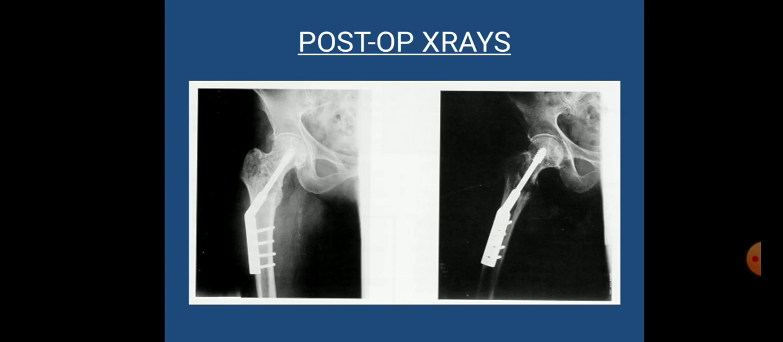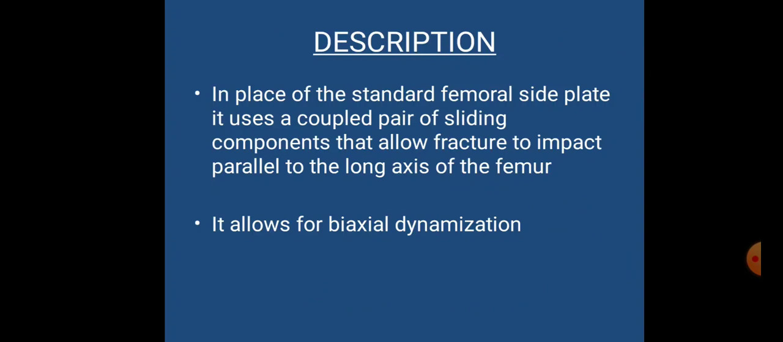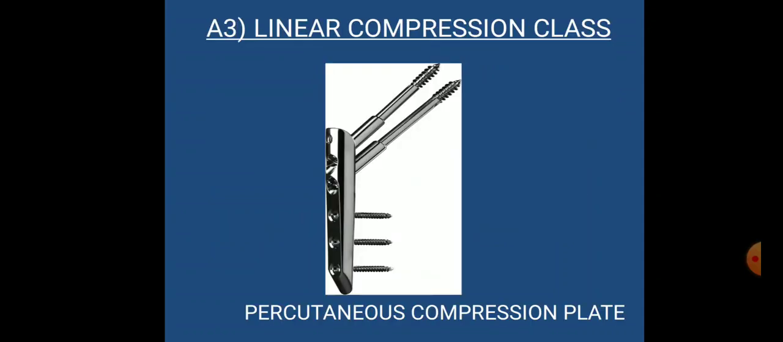This is the post-op X-ray. You can see the lag screw and the other screws, the cortical screws, that are applied here. This is the Medoff plate, where two screws are put parallel to each other. In place of a standard femoral side plate, it uses a coupled pair of sliding components that allows the fracture to impact parallel to the long axis of the femur. The importance of the Medoff plate is that it allows biaxial dynamization.